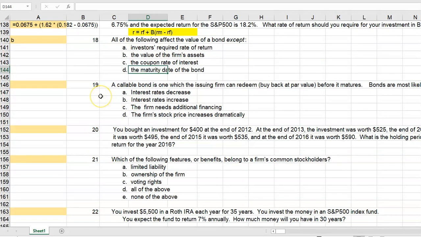Callable bond. Well, a business can buy back its bonds. Why would it do that? Well, it would do it if interest rates came down, because then it could issue new bonds and pay less interest. That should be pretty easy.